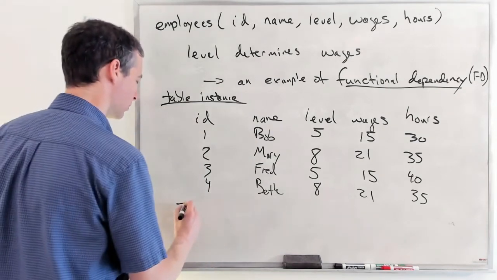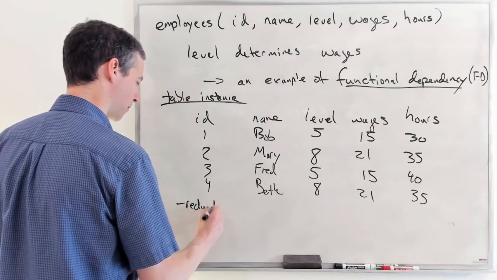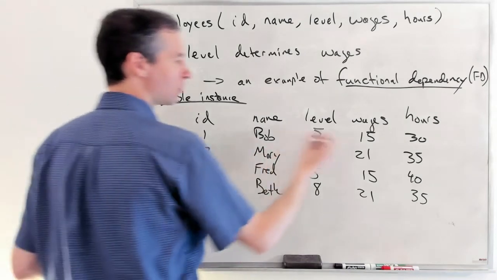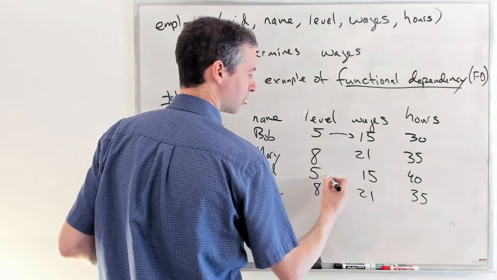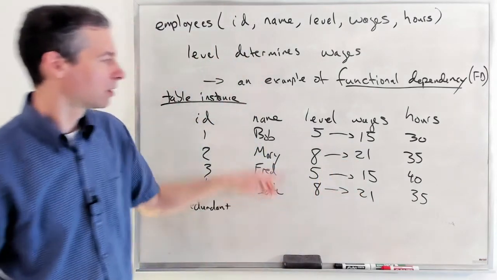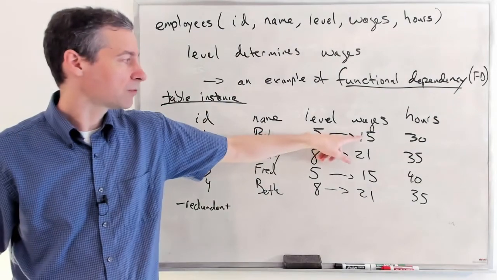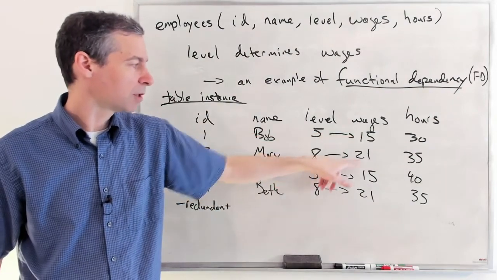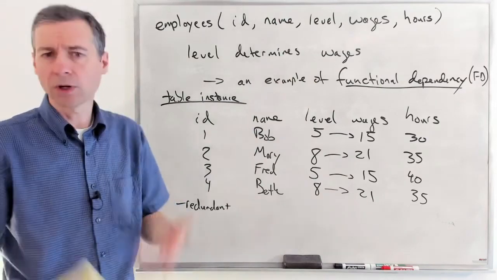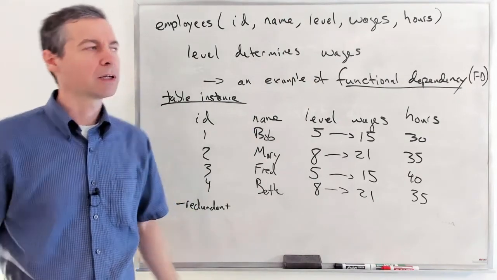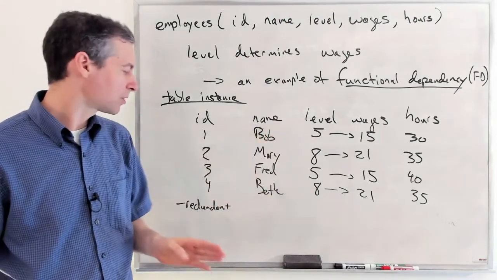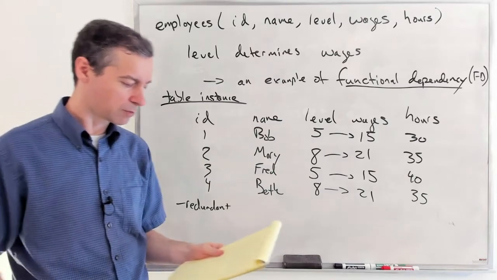We've got redundant data. What is redundant? All right. We keep storing over and over this information. So every time that we have a 5, we write 15. Every time we have an 8, we write 21. I mean, and it goes on. Imagine this table goes on for all the employees and for all these different levels. So now with this redundancy, we've got a real problem.